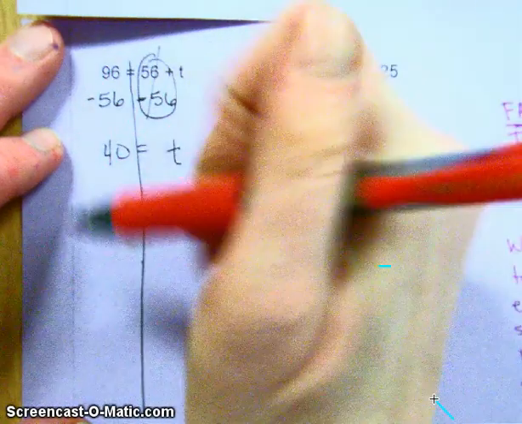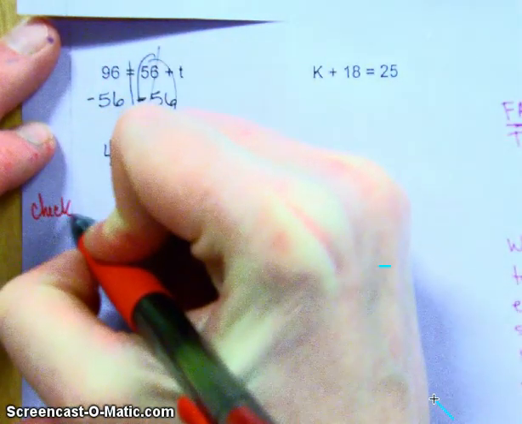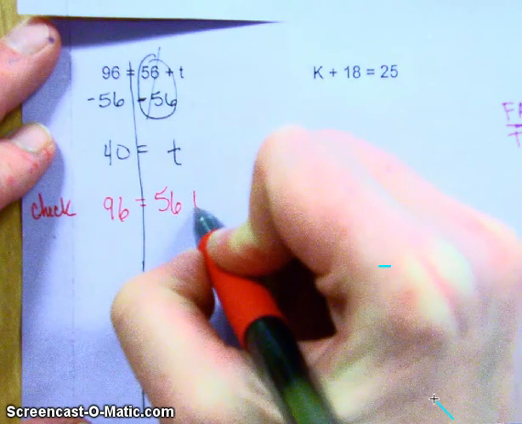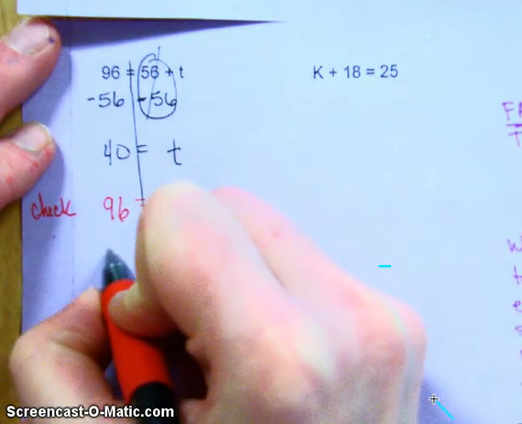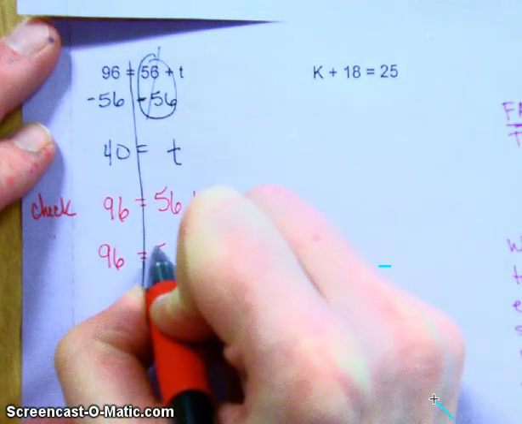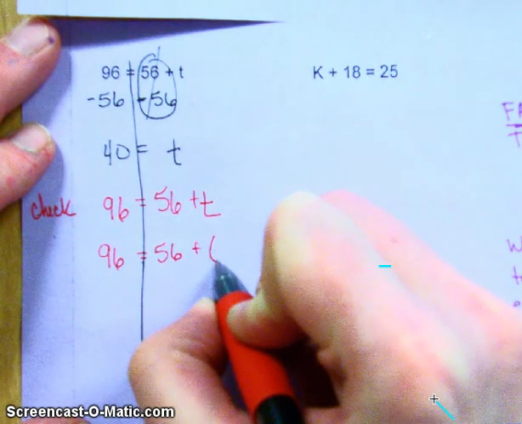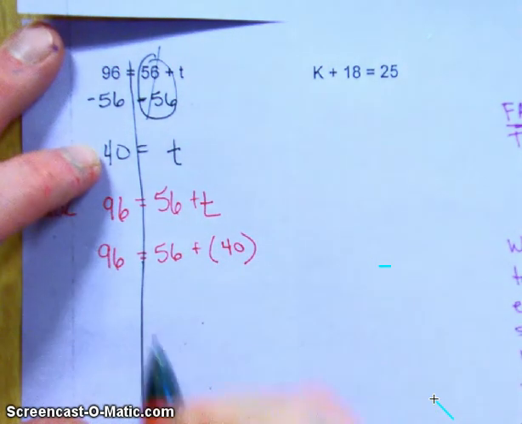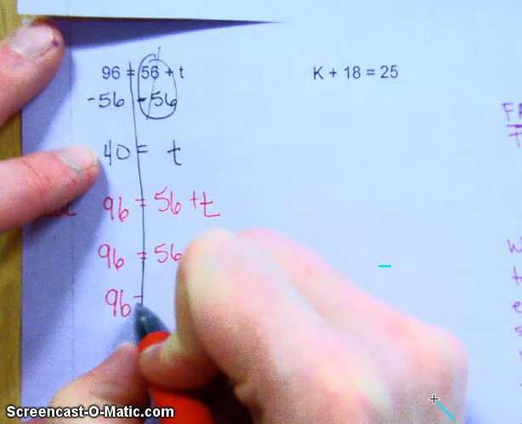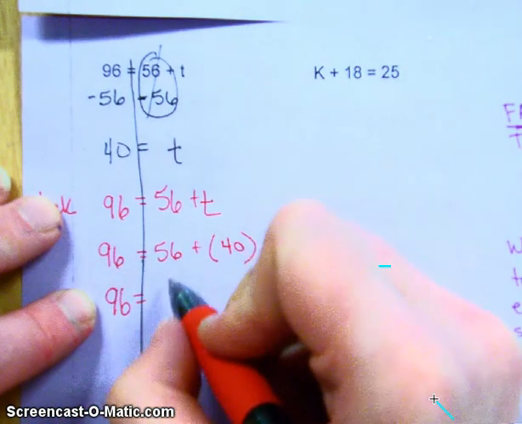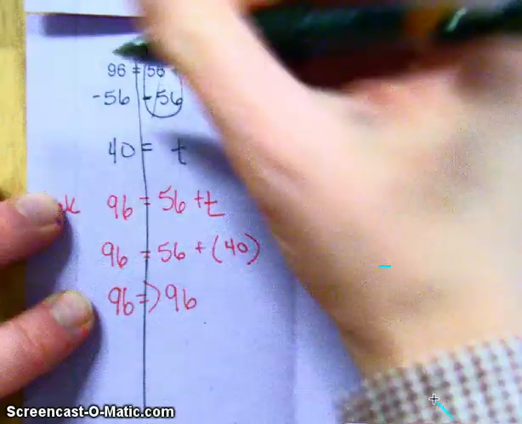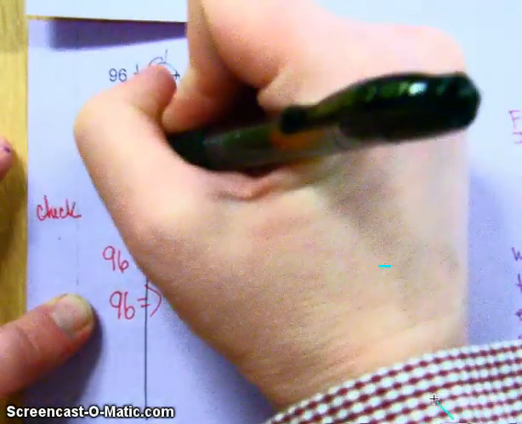Let's check. The original equation says 96 equals 56 plus t. Substitute in with parentheses what you think your solution is. Then evaluate both sides. 56 plus 40 is 96. We are balanced. 40 is my solution.